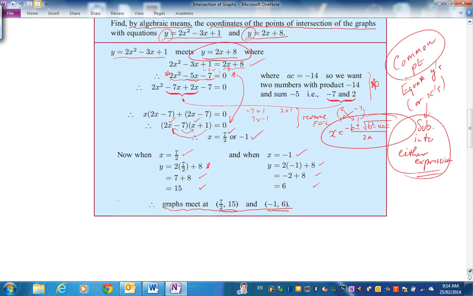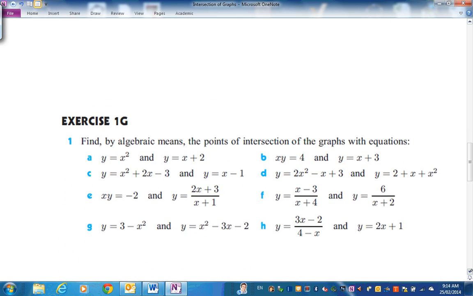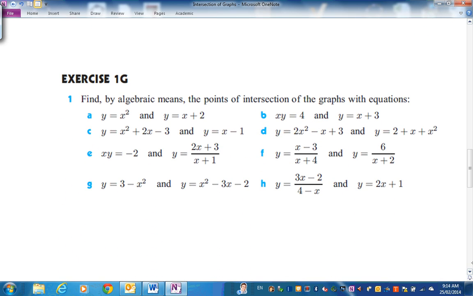Alright, let's go down and have a look at these here. So I think you should do all of these. And you've got some interesting ones here. We'll have to clear the denominators by multiplying by the common denominator. And that then will give rise to quadratic expressions, I think. We've done a bit of that already. Okay, so think about that one.